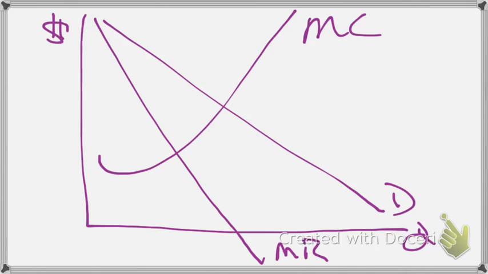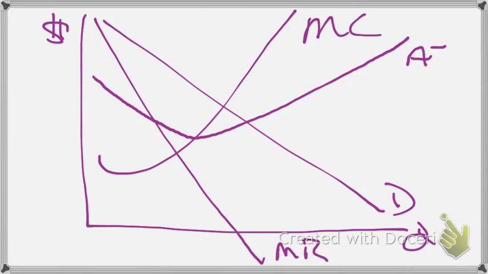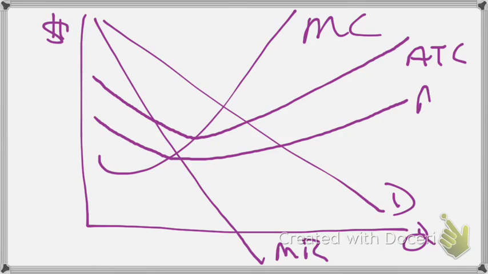Now, other things that we would probably have in here, we will have our average total cost. Average total cost intersects the marginal cost line at its lowest point. You also might have your average variable cost in here, and again, that intersects the marginal cost curve at the average variable cost's lowest point. Now again, we always produce where marginal cost equals marginal revenue. Marginal revenue, marginal cost is right here.